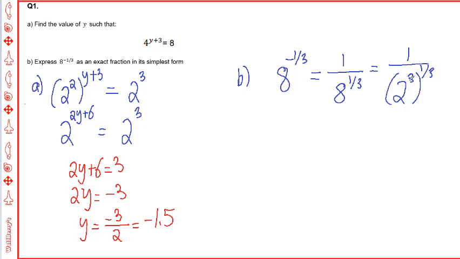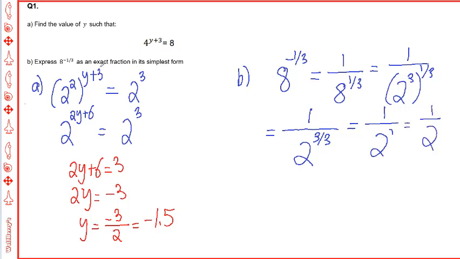Now, what that allows us to do is multiply this by this, again, just like we did in the last question. So it becomes equal to 1 over 2 to the power 3 over 3. 3 over 3 is 1. So it's 1 over 2 to the power 1, which is equal to a half. So in its simplest form, an exact fraction is a half.